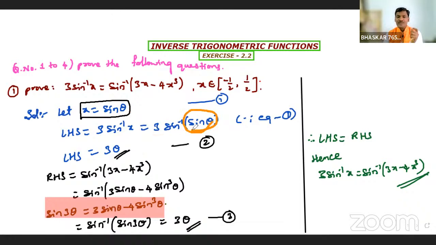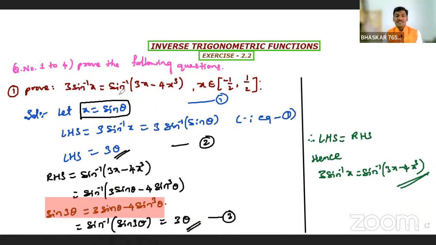What is x here? x means sine theta, substituted here. Now the sine inverse cancels, so the remaining is 3 theta. This is the LHS, and the LHS answer is 3 theta. Now we are finding the RHS, to check whether they are equal or not. For confirmation, we have to check with the RHS also.